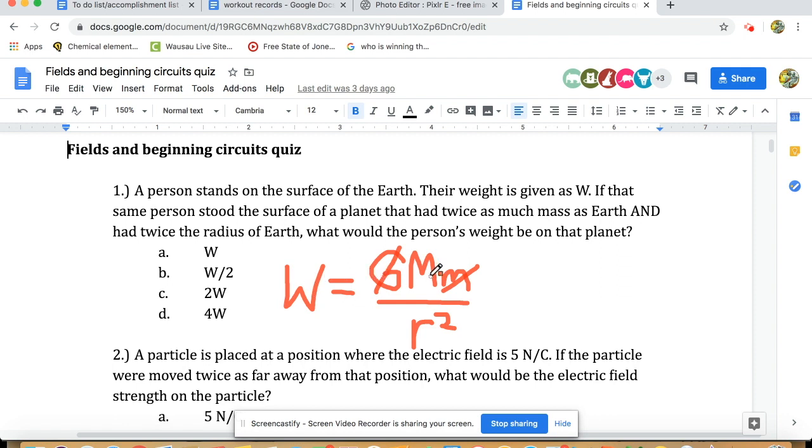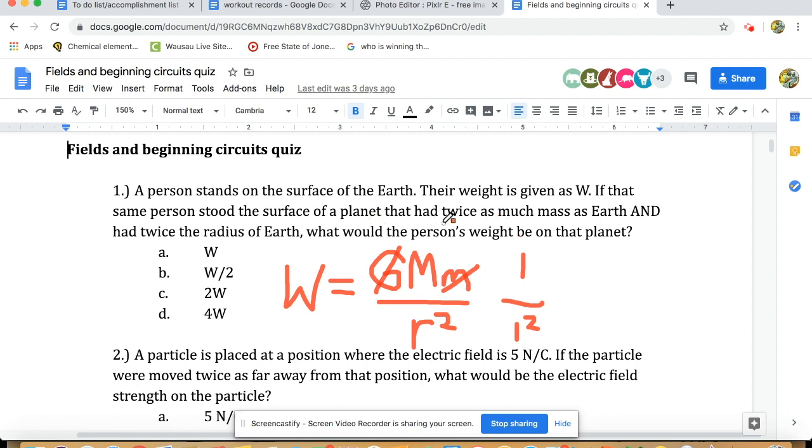So what we could do is we could just say that the mass of this object is 1, and the radius of this object is 1. So what's 1 over 1 squared? It's just 1. So W equals 1. That's the initial condition. Now we're changing the conditions up.